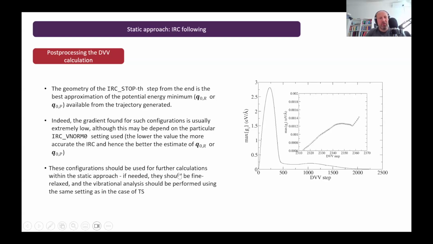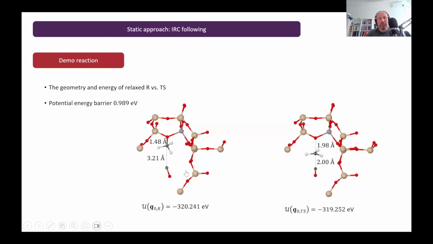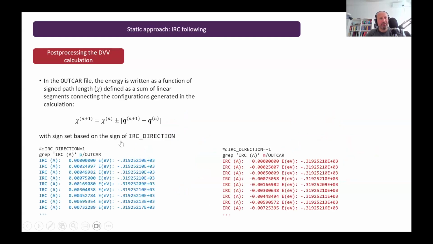And of course, in the end, perform vibrational analysis to confirm that the state you have at hand is really a potential energy minimum. Here I compare the relaxed reactant structure with the relaxed transition state structure and compare the potential energies obtained in relaxation. From that, I already see that the potential energy barrier, that's the electronic contribution to the free energy of activation, is as high as 0.99 eV. And we will see shortly that this will be the dominant contribution to the activation free energy.